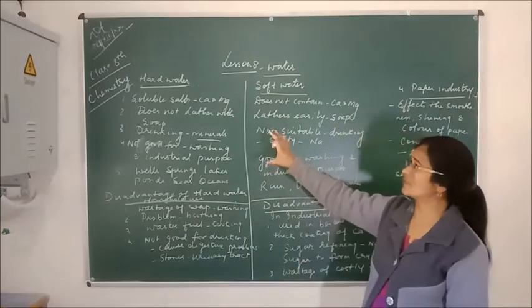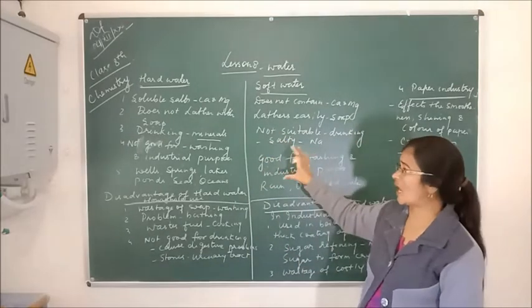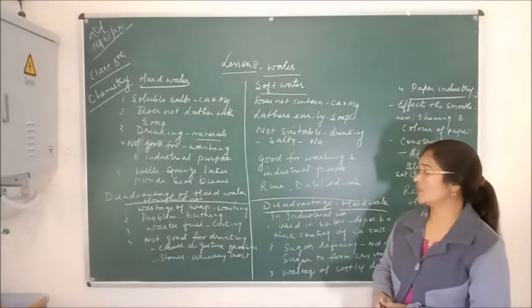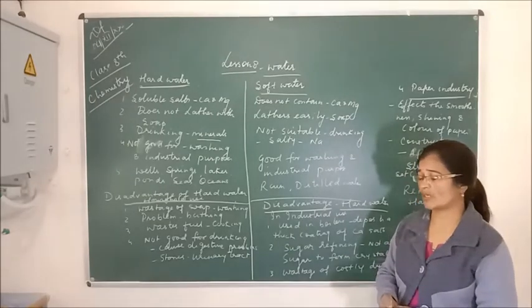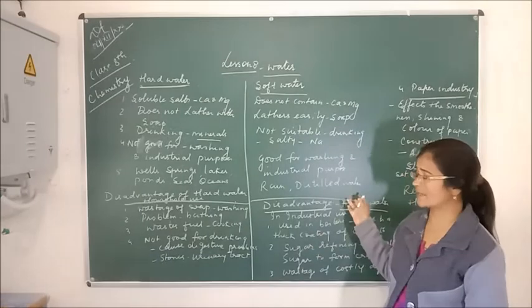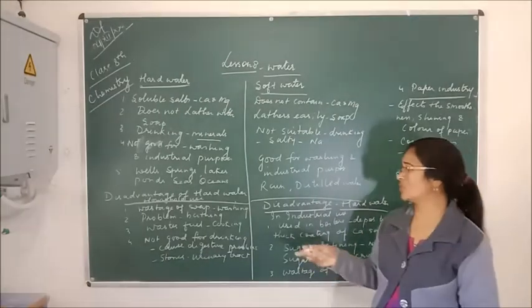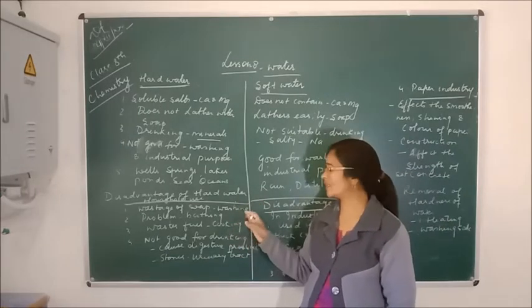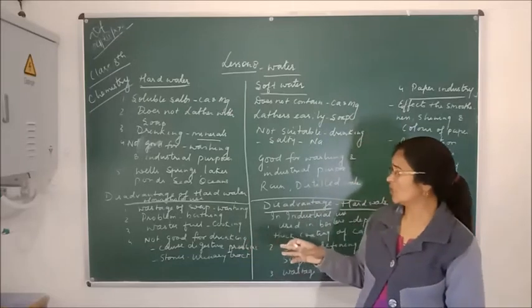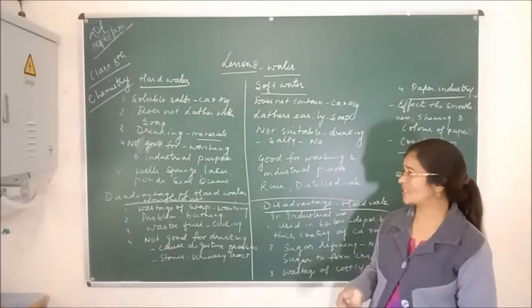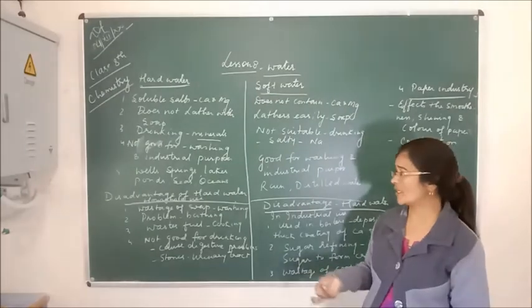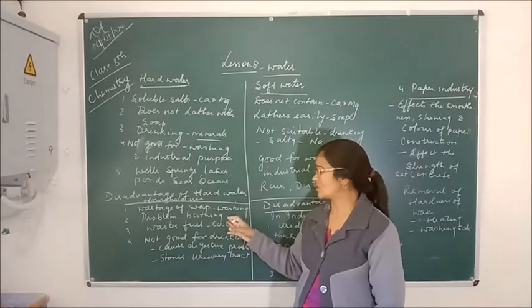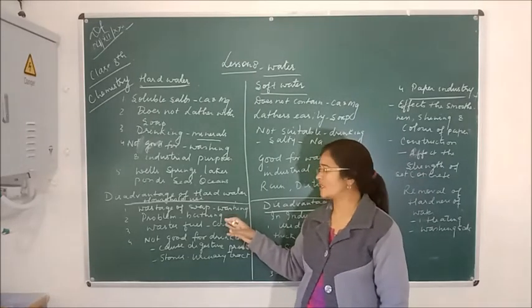Because of this property, hard water has many disadvantages in comparison to soft water. What are the disadvantages of hard water in household use as well as in industrial use? First of all, as I told you, it contains salts of calcium and magnesium, so it is not able to clean utensils and clothes properly. It causes wastage of soap while washing clothes and utensils, and it also creates problems in bathing because it does not form lather easily. Instead, it forms a scum.